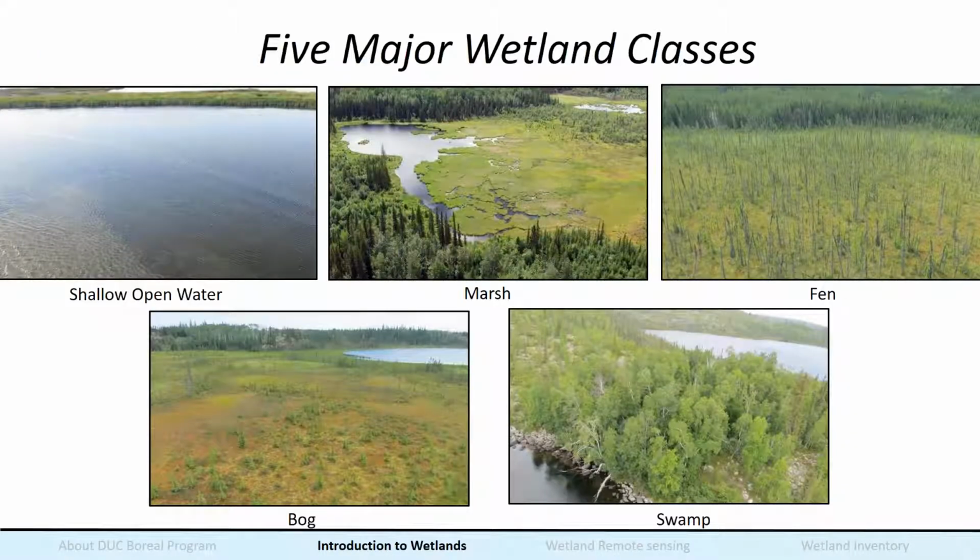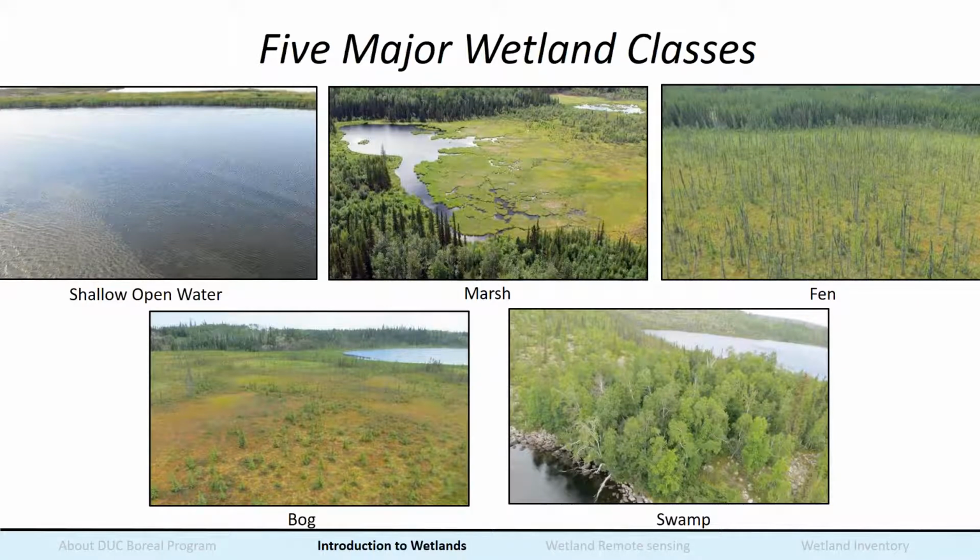So now I would just like to go over the 5 major wetland classes through the Canadian Wetland Classification System. So first is shallow open water. This is where water depth is less than 2 meters, yet is too deep for emergent wetland plants to establish. Marsh is a mineral wetland soil with shallow organic deposits, often a transition between open water and shorelines.